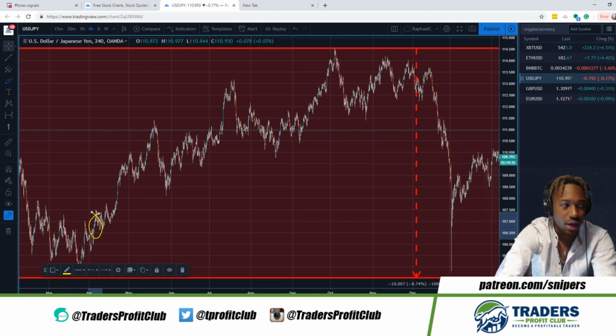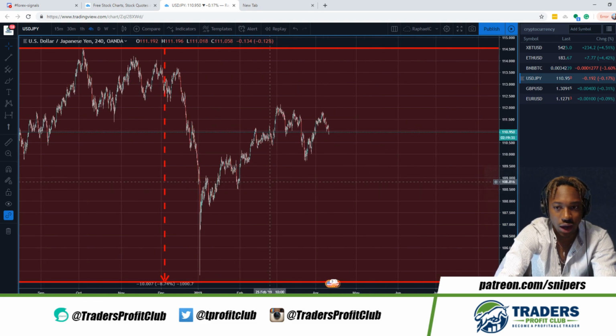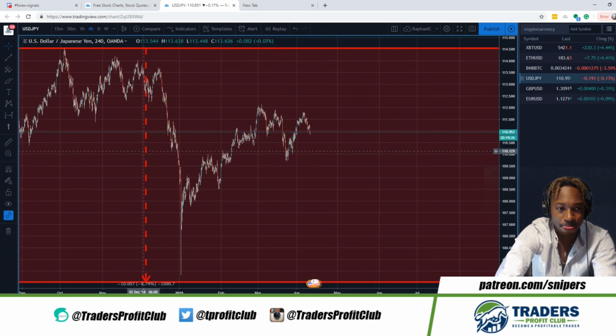So as you guys can see, previous structure leaves clues. So now we're at 110. So what possibly are we going to see to the downside? We're probably going to see it retouch 106 again.